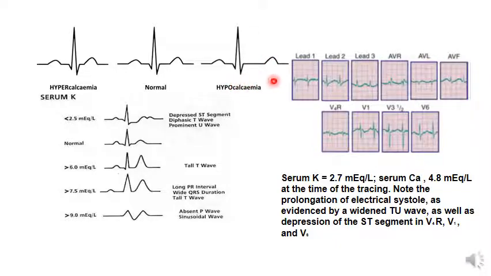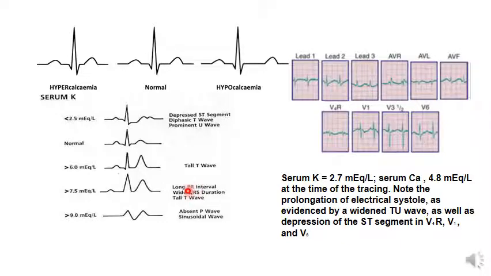So in hypocalcemia, like hyperkalemia, you may have peaked, tall T-wave, as you see in cases of hyperkalemia. In hypercalcemia, the T wave may be low amplitude. So you see here depressed serum potassium, low: depressed ST segment, diphasic T wave, positive and negative deflection, prominent U wave. Here, serum potassium is high, more than 6, tall T wave.